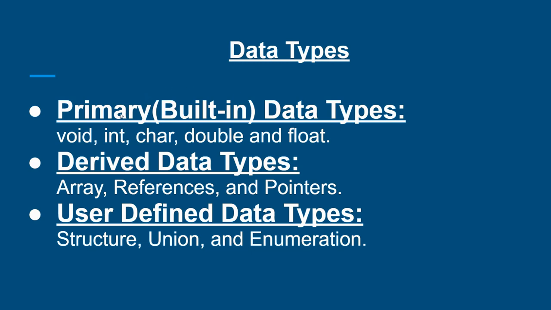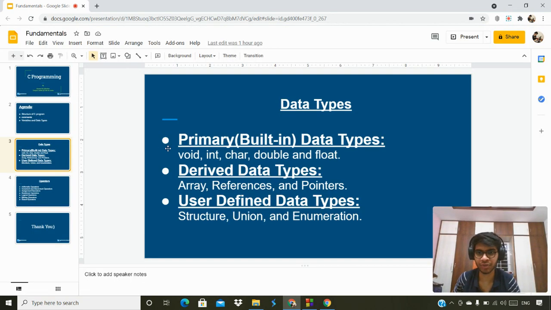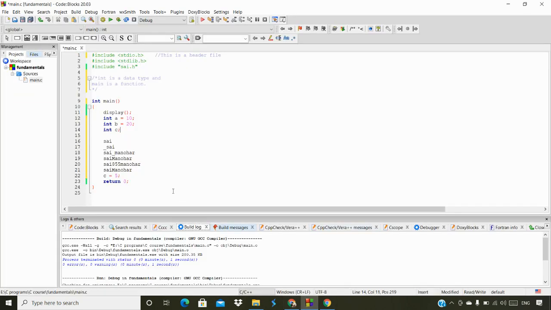Now we're going to look into the primary data types, or built-in data types. The derived data types and user-defined data types, we're going to look into in our upcoming videos. Don't need to bother about it right now. Right now we just look into the primary data types. The first data type which we have is void. So what is void here?